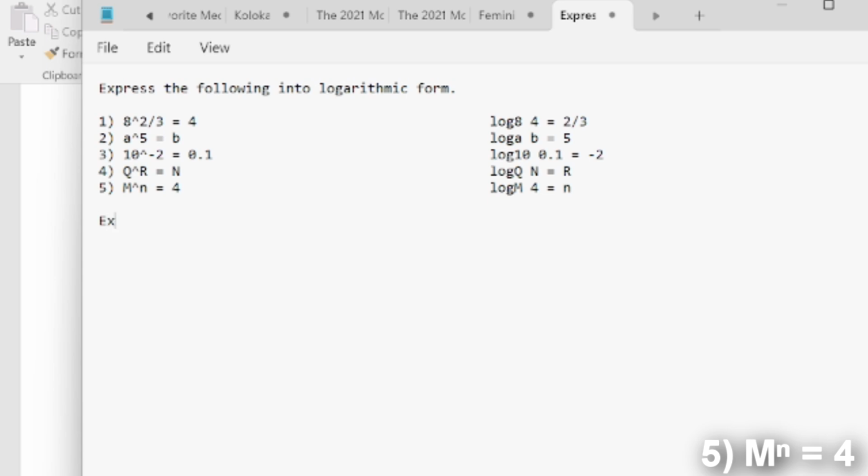Now we're done with the log form. The only thing we need to do now is to express the following into exponential form. Now we just do the vice versa. We just reverse it.